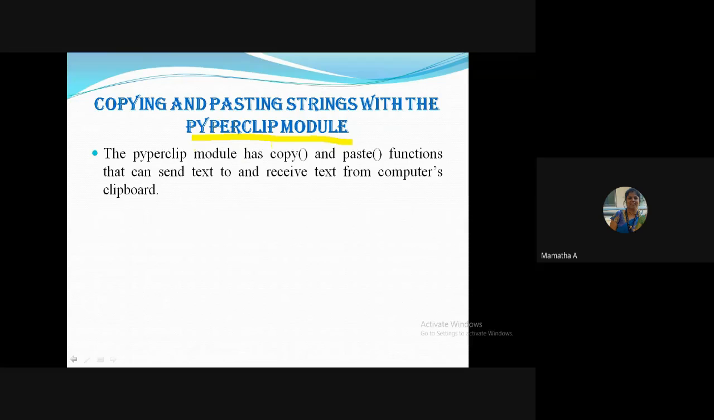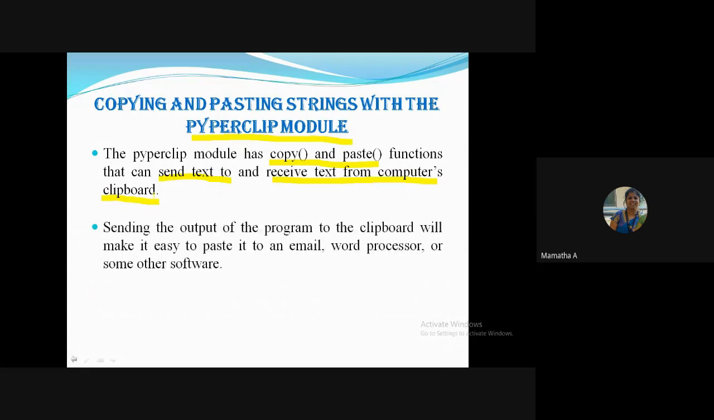So the pyperclip module has two functions, copy and paste, that can send text to and receive text from the computer's clipboard. Remember, you can bring any text which is copied on the computer to your program, and you can also send any text from your program to the computer's clipboard. So I'll show how it is.